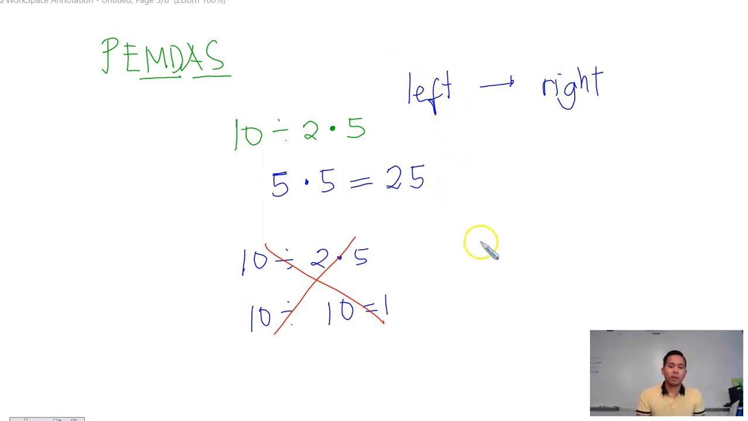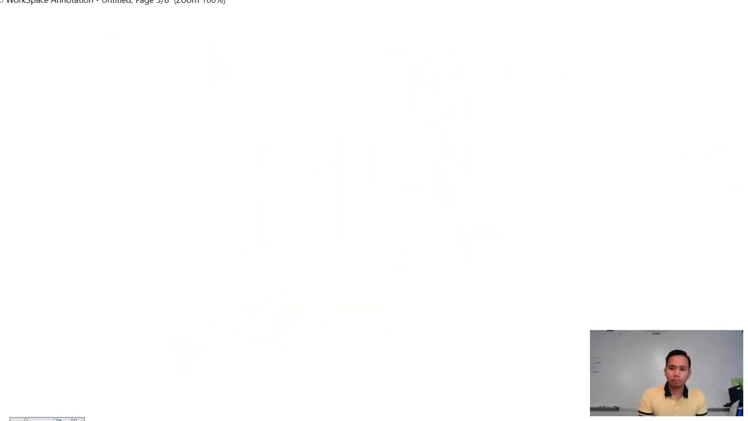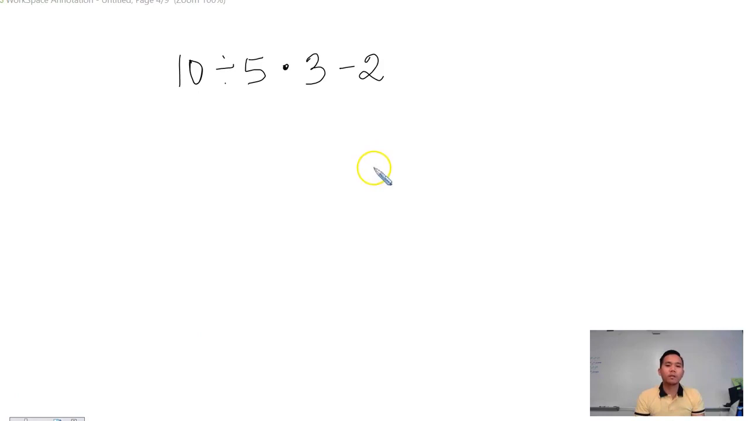Another example: let us say I have here 10 divided by 5 times 3 minus, let us say, 2. What will be our answer here? It's the same process. We start from left, going to the right.